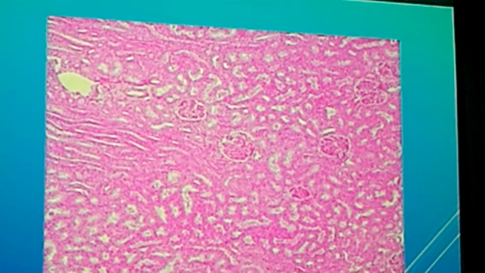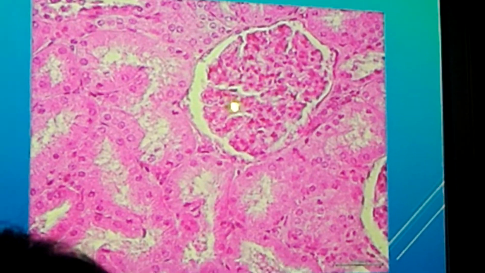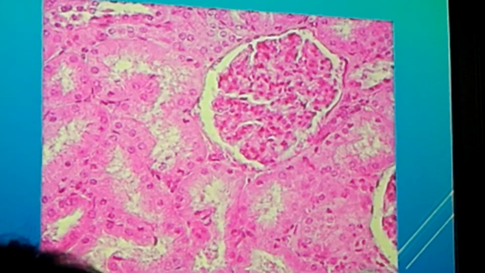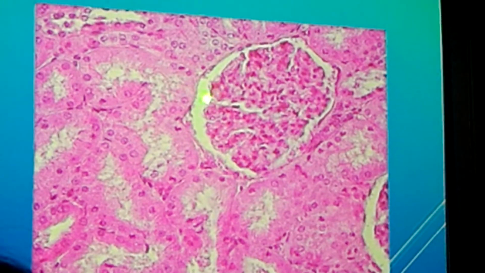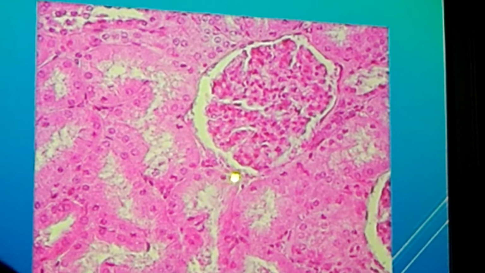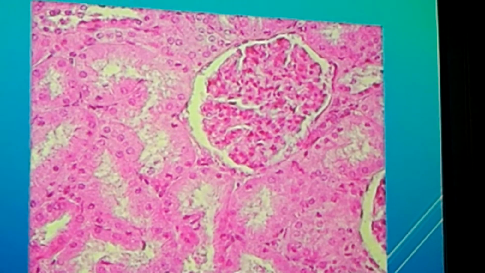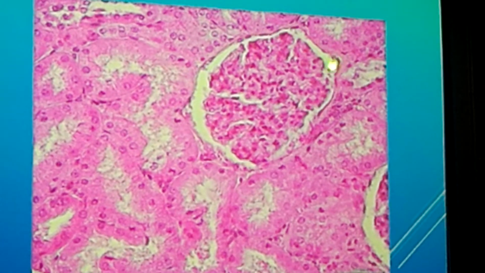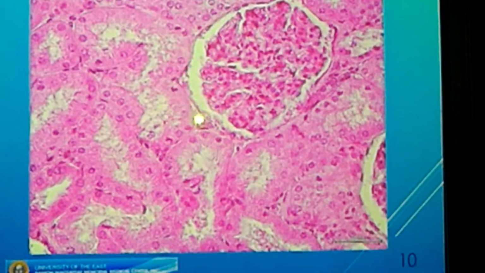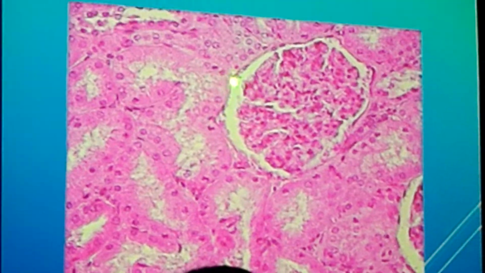So, the concern here will be this one. This is actually your glomerulus, okay? And this is your Bowman's capsule. You have the parietal layer here, which is represented by your simple... what class? Ayan, simple squamous. Okay? The space here is known as your urinary space.